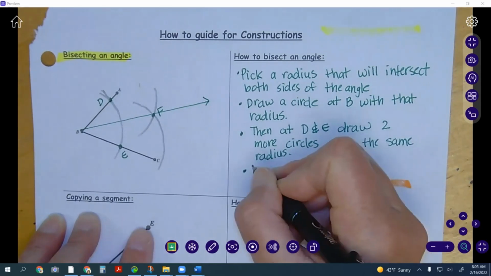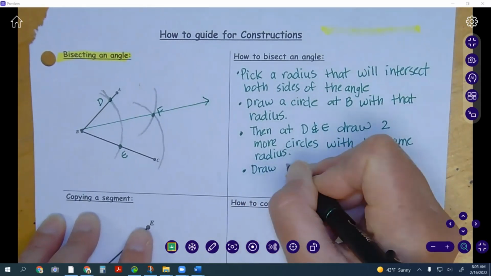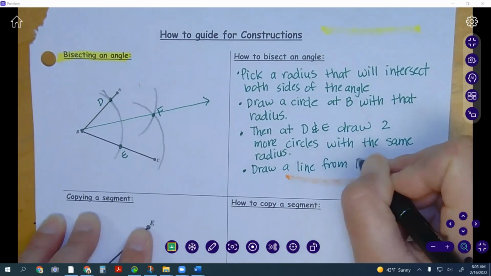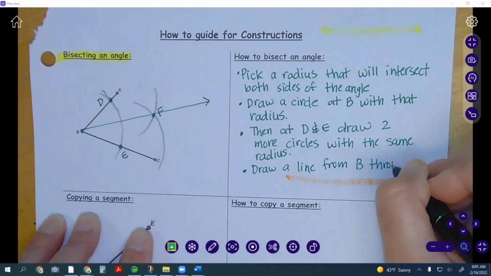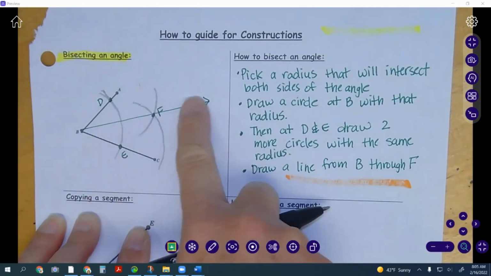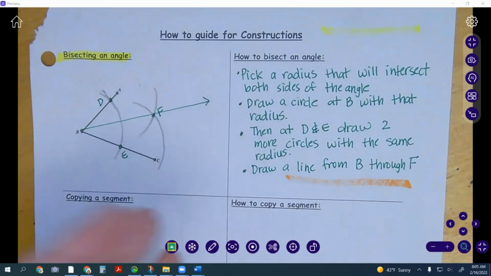The last thing you need to do is draw a line from B through F. And you can extend it beyond, because this angle bisector is a line that goes on forever and ever and ever in that direction. It's really a ray.